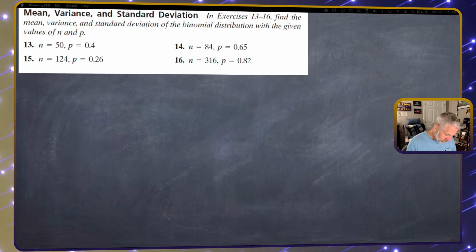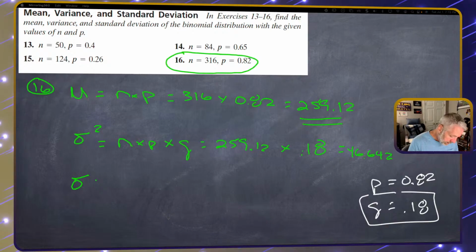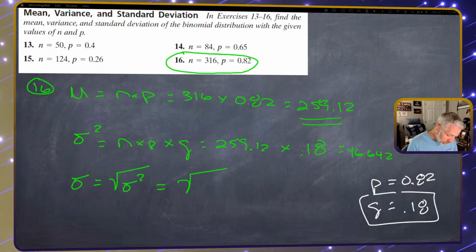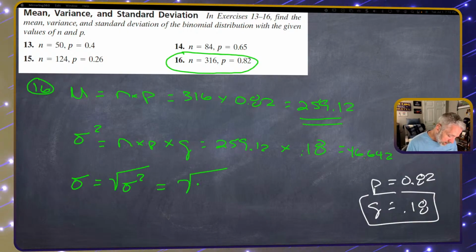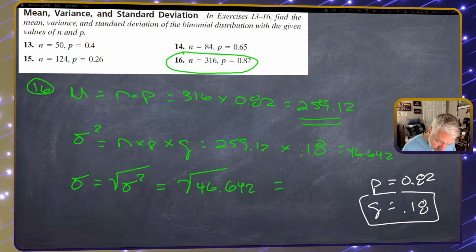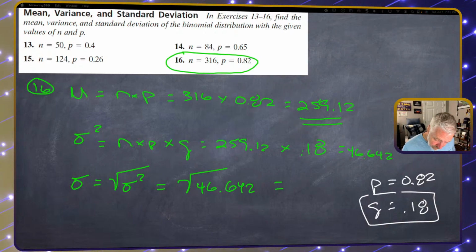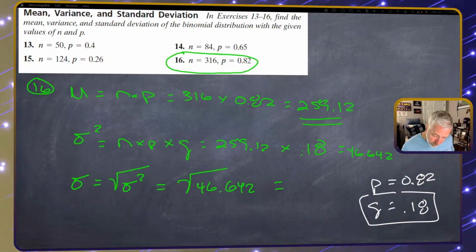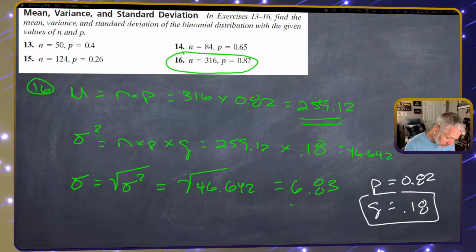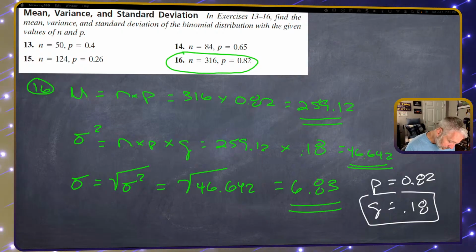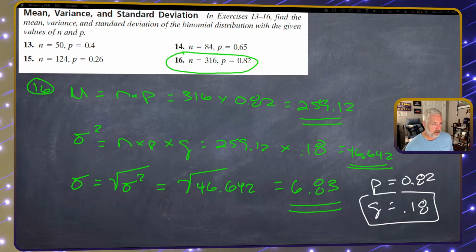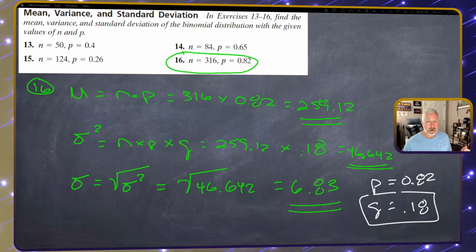The relationship between variance and standard deviation remains the same. Standard deviation is nothing more than the square root of whatever the variance is, which is the square root of 46.642. That's 6.83. We'll just go out to 2 decimal places. Okay. Yep, mean, variance, standard deviation. Done. So I worked 2 of these types of problems.